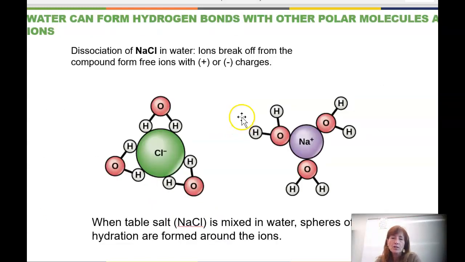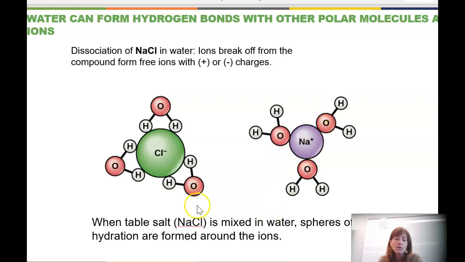This is just a bigger picture. So if we throw salt in water, salt is an ionic compound. As soon as you throw it in there, it's going to dissociate. So sodium breaks off from chloride. We get sodium ions with positive charge, chloride ions with negative charge. And then the parts of water which have a positive charge here are going to be attracted to the negative charged chlorine. And on the flip side here, sodium, which has a positive charge, is going to have the part of water that is a negative charge attracted to it.